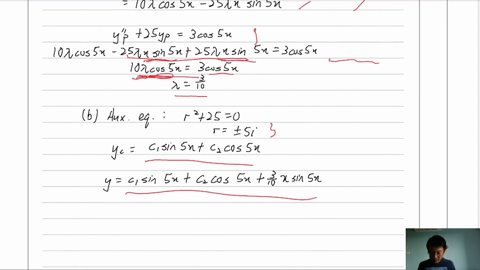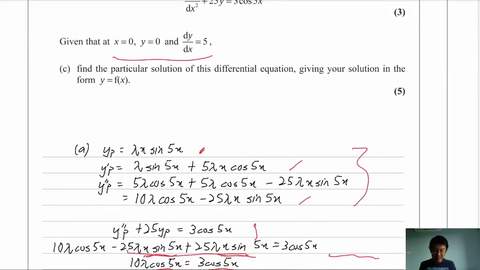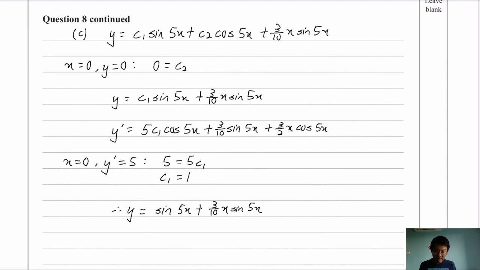So for the last part, part C, they give us the values and we are supposed to find the particular solution to this differential equation. So basically it is to find out what the values are for our C1 and C2 from the values given. For that one, once we have got the correct solution in part B, it shouldn't be any issue when we find this one.